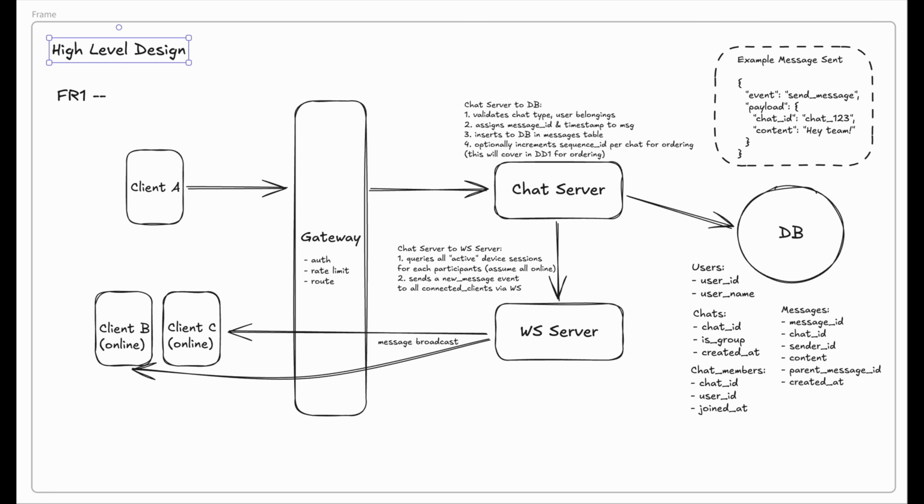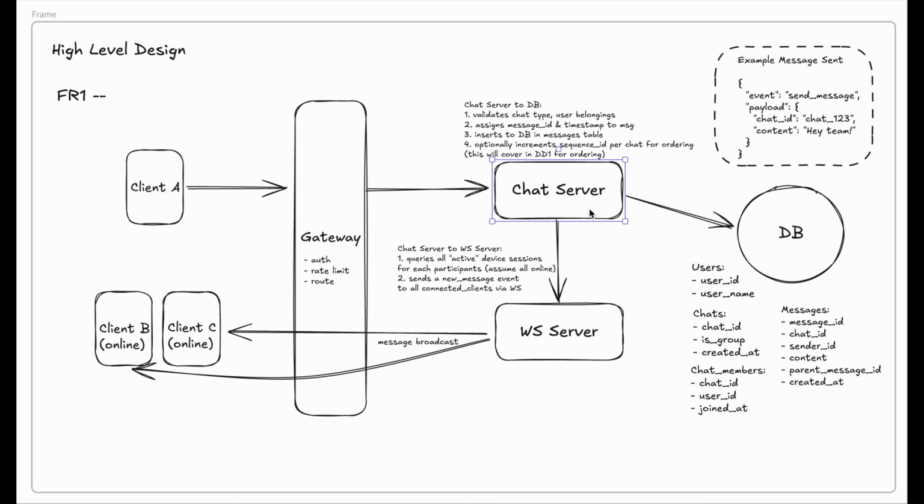So let's start with functional requirement number 1. When the user already has a chat or channel to send to, client A, denoted as user A, sends a message. Here's the message example. The payload could be "Hey Team" as the content, and the chat ID is noted as chat123. The message will first be sent to the API gateway, and the gateway will do the authentication, check rate limiting, and also route to the correct server, which is the chat server here.